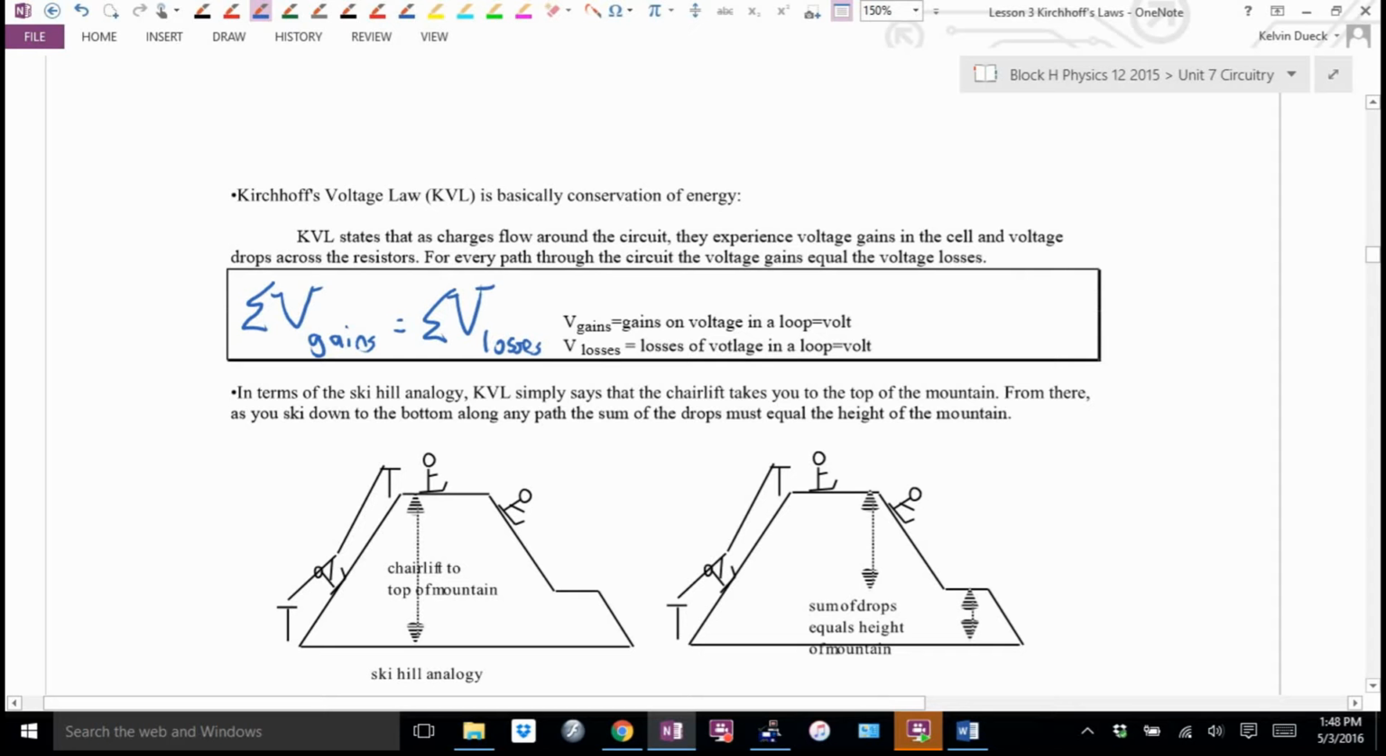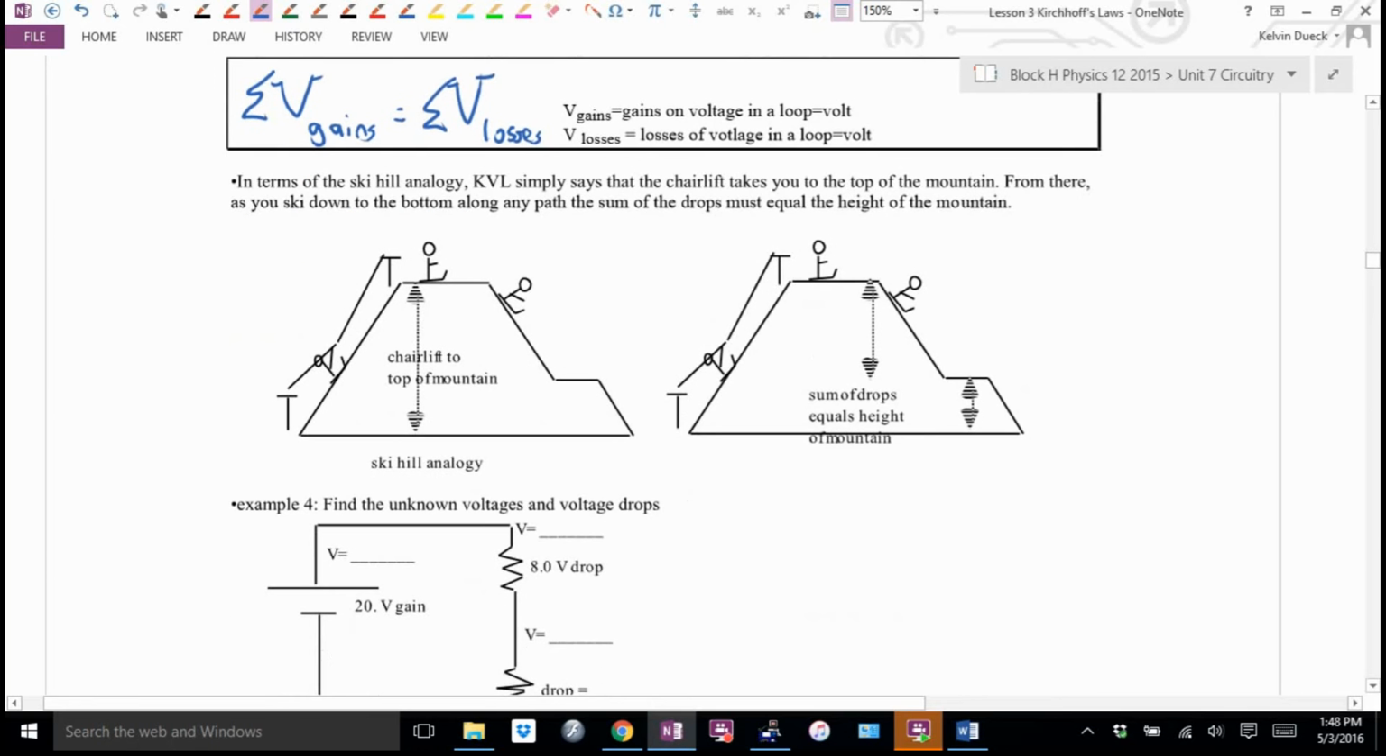Okay, fine, I've done the algebraic version. Kiowa, I'm not going to use the algebraic version. I'm going to give you the ski hill intuitive version. So in terms of my ski hill analogy, Kirchhoff's voltage law says that the chairlift takes you to the top of the mountain, and if you get back down to the bottom of the mountain, you have to lose all the height that you gained. You can't reach the bottom of the chairlift without losing all of the height that you gained.